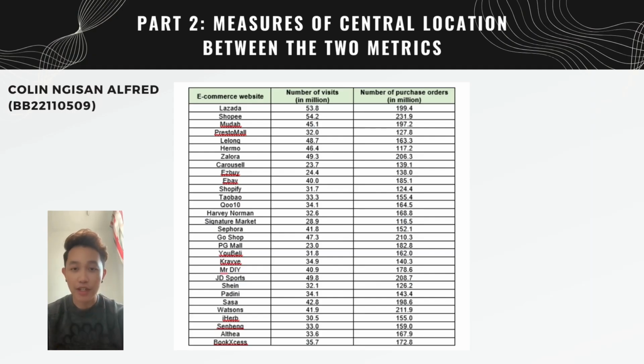Hello, I am Alfred with metric number BB22110509. We'll be presenting part 2, which is to calculate and compare the measures of central location between the two metrics. As you can see from the table shown, we have two metrics, which are the number of visits in million and the number of purchase orders also in million, with a total of 30 data in each metric.